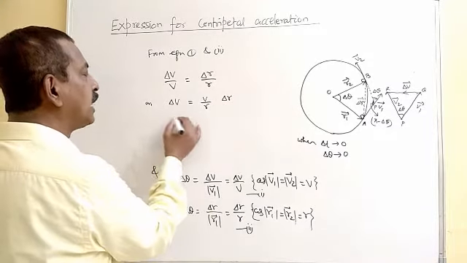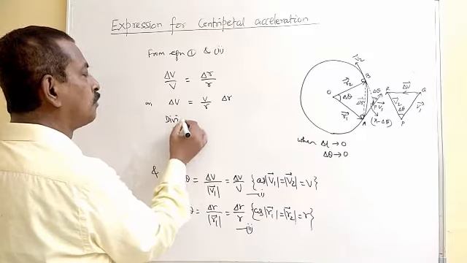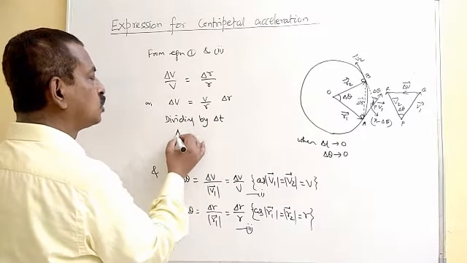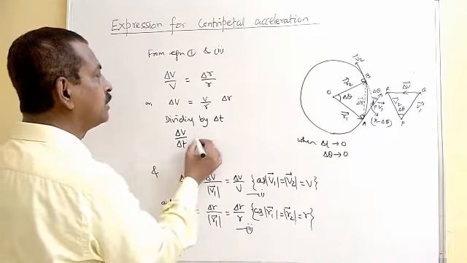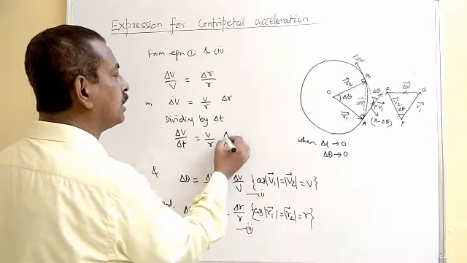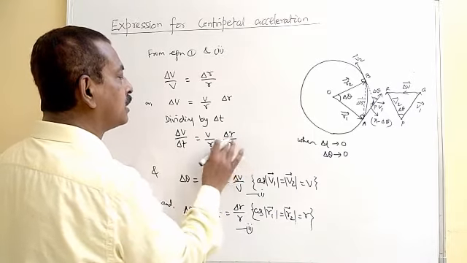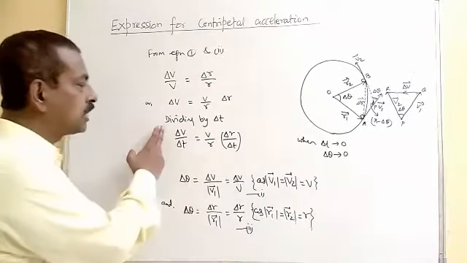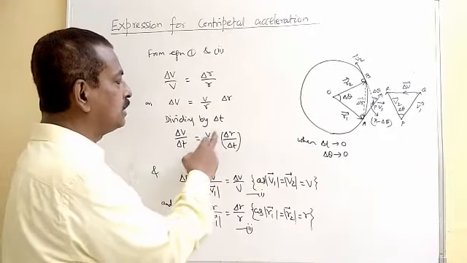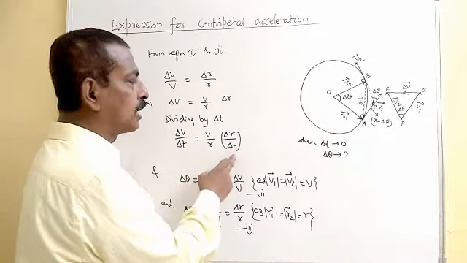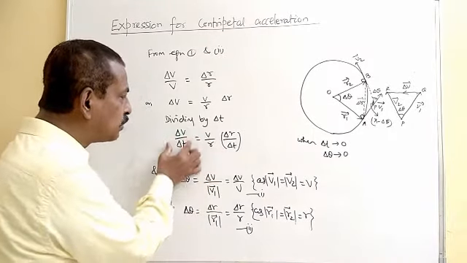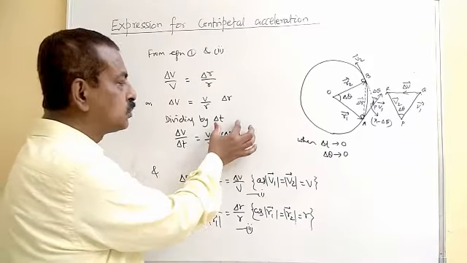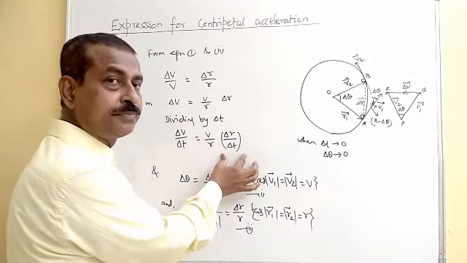Suppose we divide by delta T. So dividing by delta T, this is your delta V by delta T. This is your V by R, delta R by delta T. This is the expression which we get, delta V by delta T equals V by R, delta R by delta T. Now what does this represent? This will represent average acceleration. This will represent average velocity.